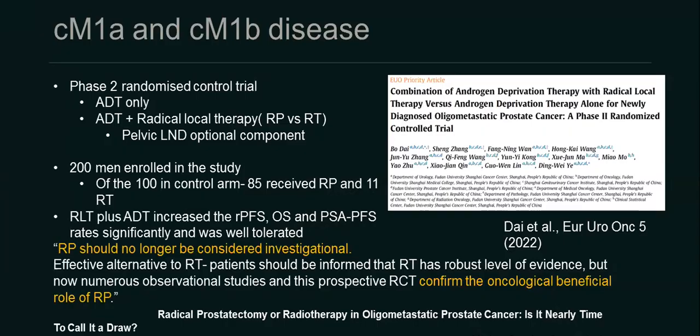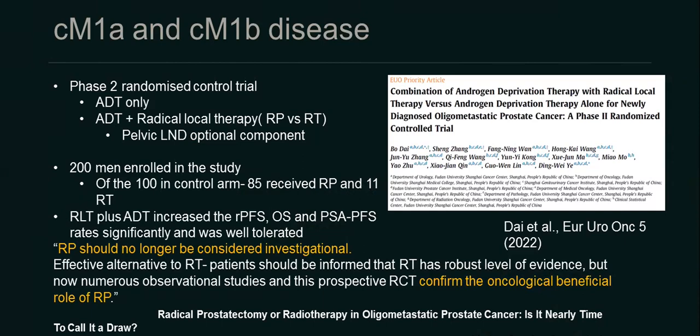That's the one. So this is actually a randomized control study done in China, which had 200 men. There are still some more studies. When you go to check up on the system, there are quite a number of randomized control studies that are sort of in the pipeline and coming up. But it is getting interesting that you can actually offer radical prostatectomy in this cohort of patients.